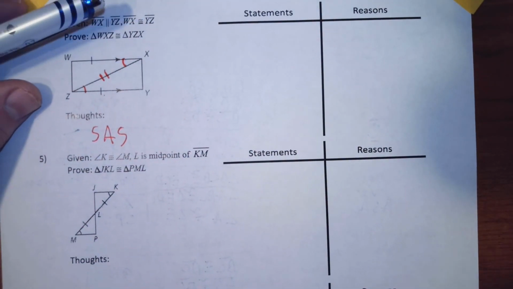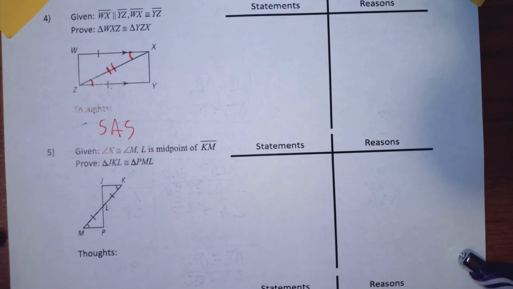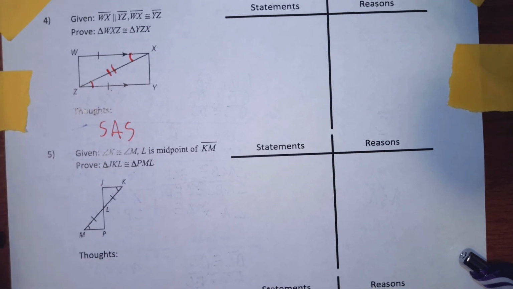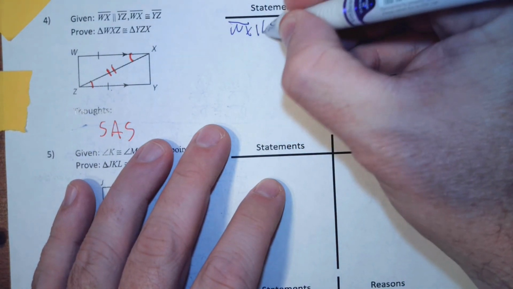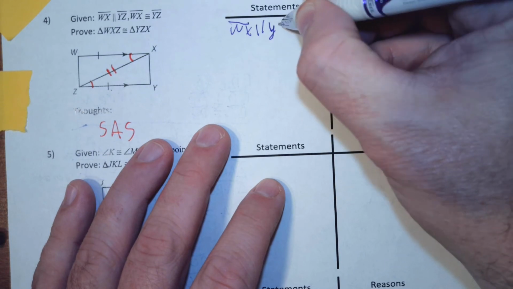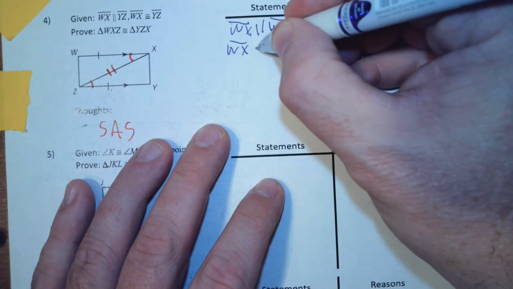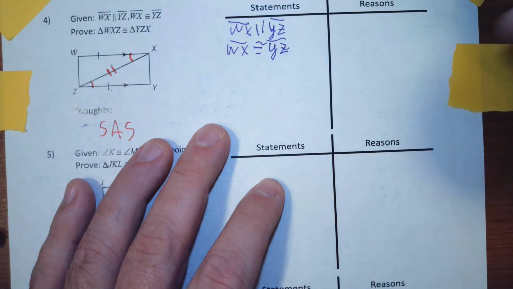Okay, so I'll go through this. My corner's not taped down very good. Okay, I don't want it to move. So let's go ahead and do that. WX parallel to YZ. WX is congruent, sorry, to YZ. Okay, that's all given.